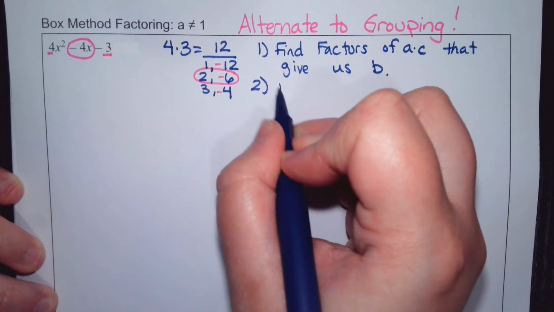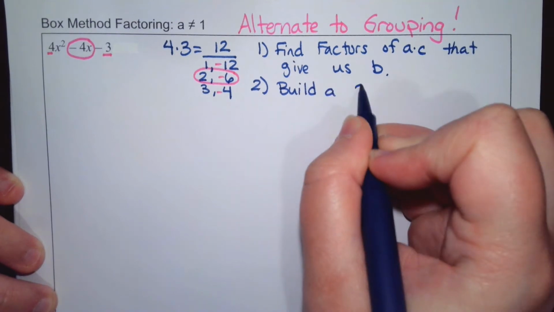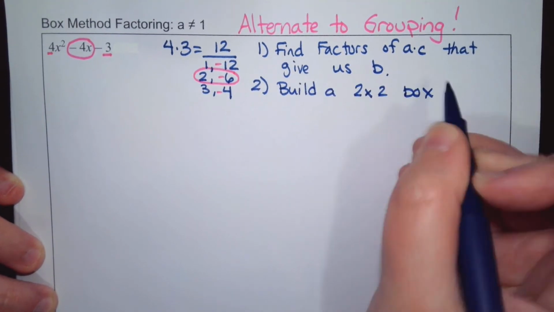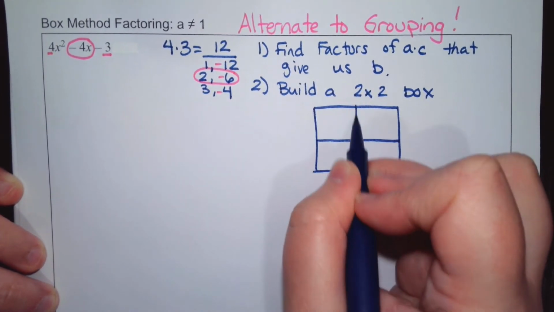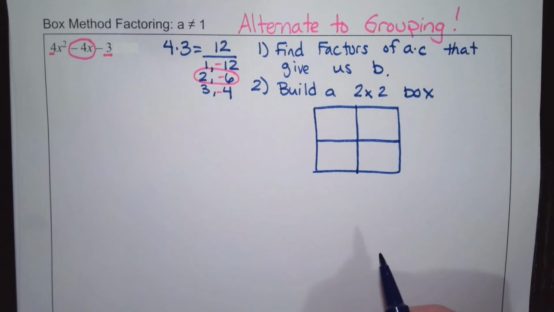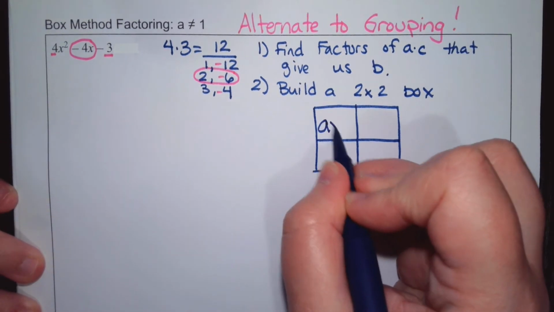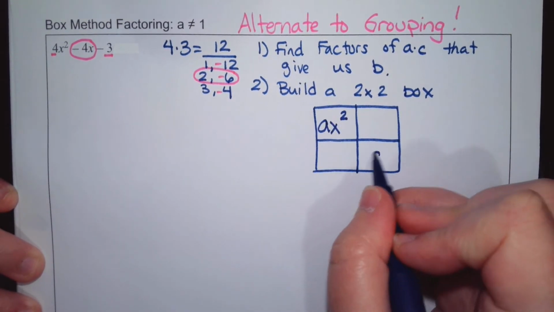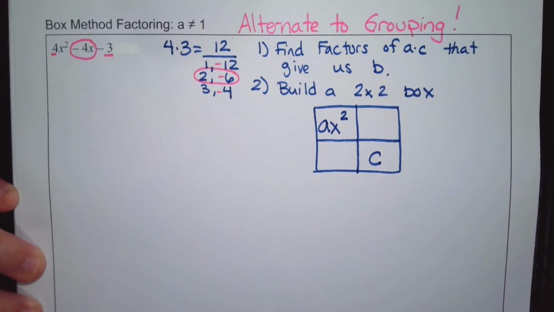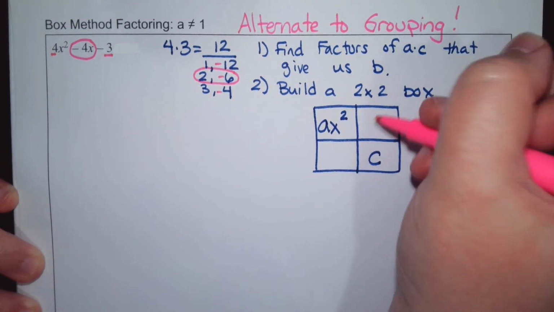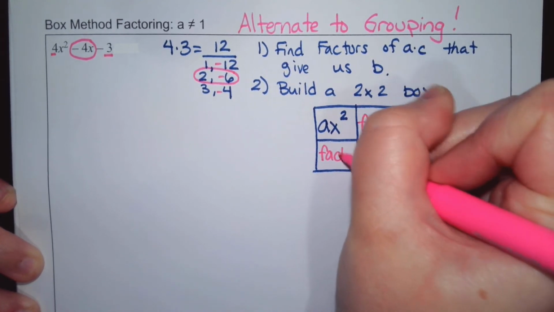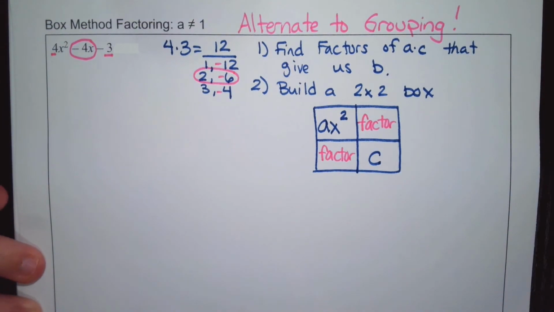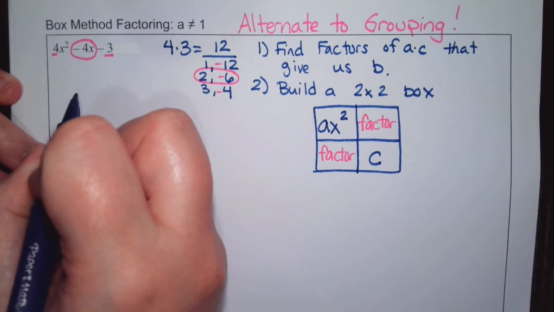Our second step, build a 2x2 box. Now you may be asking yourself, what goes in the box? What's in the box? Well, in the box, first term gets placed first, last term goes last, and then these two guys right here, each factor that we found. So let's build our box.